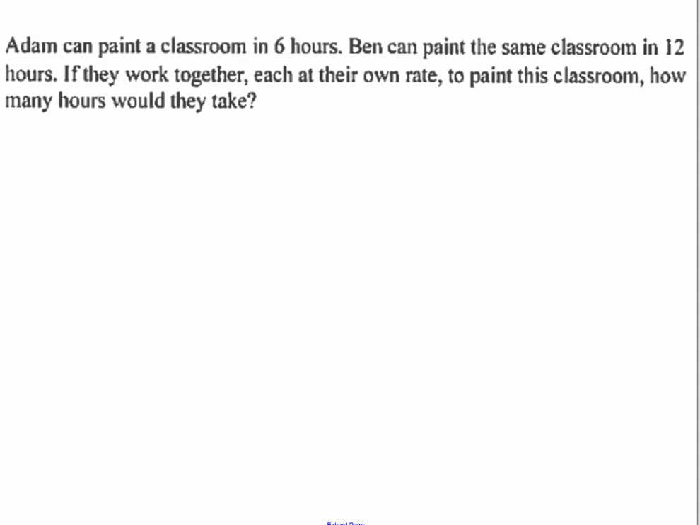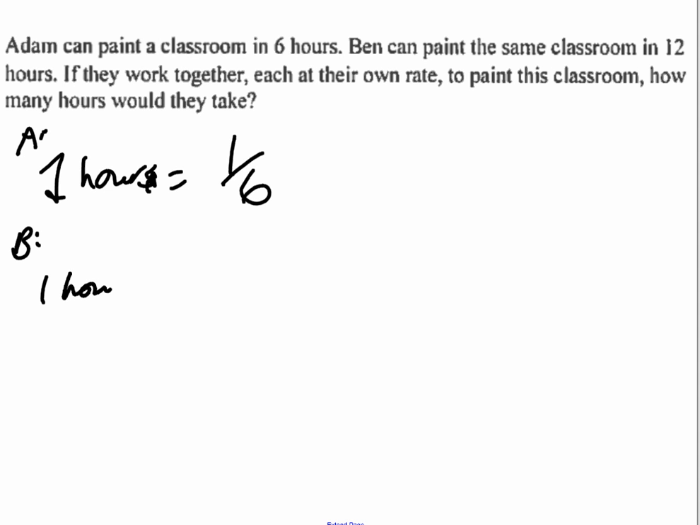So this one also stumped quite a few of you. So what you have to realize is if Adam can paint the classroom in 6 hours, that means in 1 hour, and it's not working again, there, 1 hour, he can paint 1/6 of the classroom. And then if Ben can paint the classroom in 12 hours, Ben in 1 hour can paint 1/12 of the classroom.